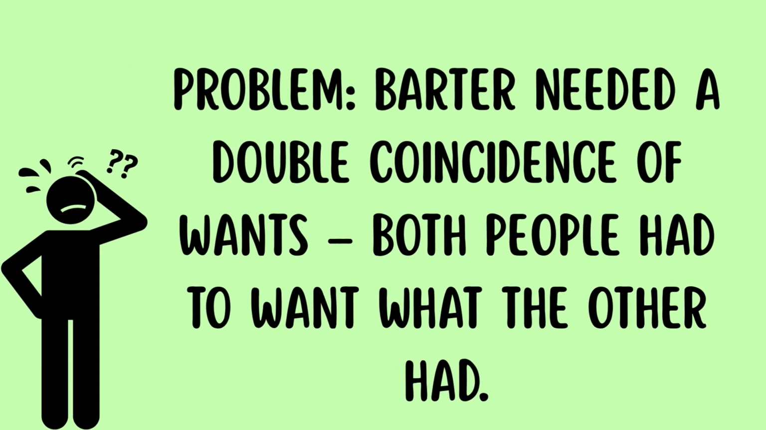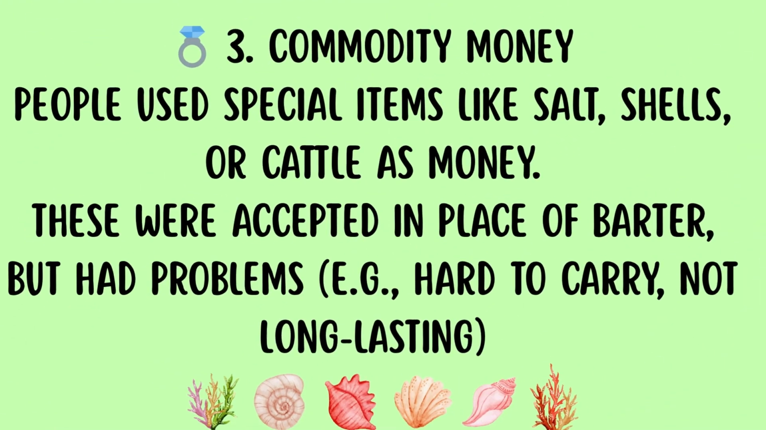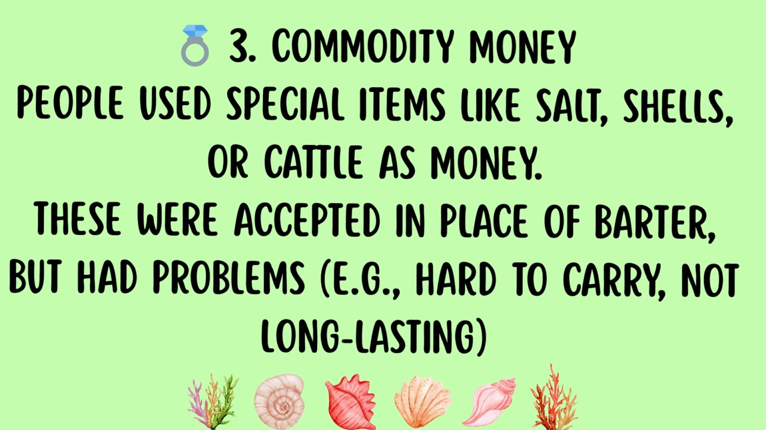But we had a problem. Barter needed a double coincidence of wants. Both people had to want what the other had. This was how commodity money came in. People used special items like salt, shells, or cattle as money. These were accepted in place of barter, but had problems, e.g., hard to carry, not long-lasting.